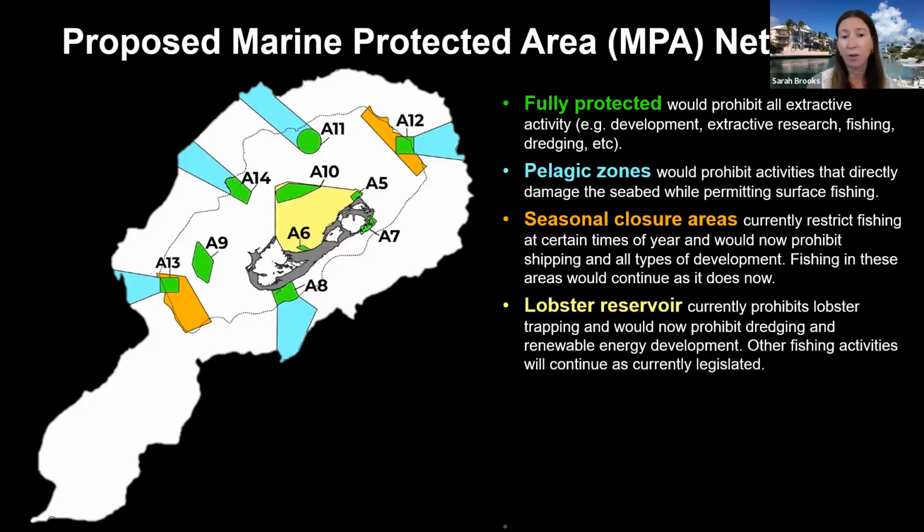And then the yellow area is the lobster reservoir, and this area currently prohibits lobster trapping. Again, that restriction would not change, it would stay exactly the same. But in addition to this, it would now also prohibit dredging and large-scale development such as renewable energy as well.